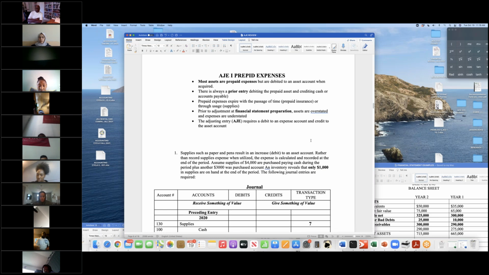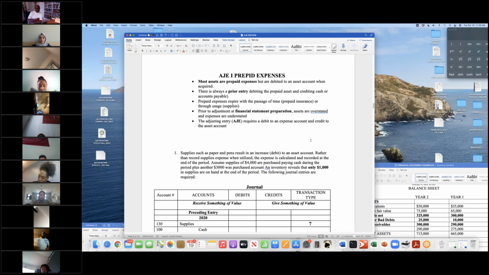Most assets are prepaid expenses. We put them in the asset account when they're acquired. But a business only buys assets to generate revenue. So when they're buying supplies, getting insurance, buying equipment and autos, those items are going to eventually become an expense. But we have to put the expense portion on the income statement to see if they generate a revenue.